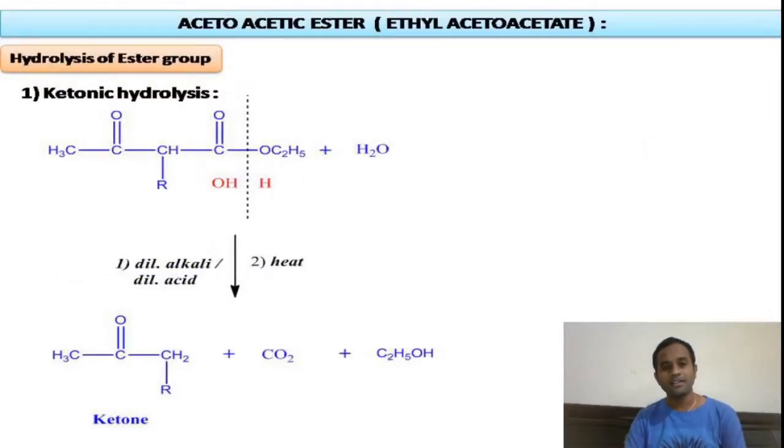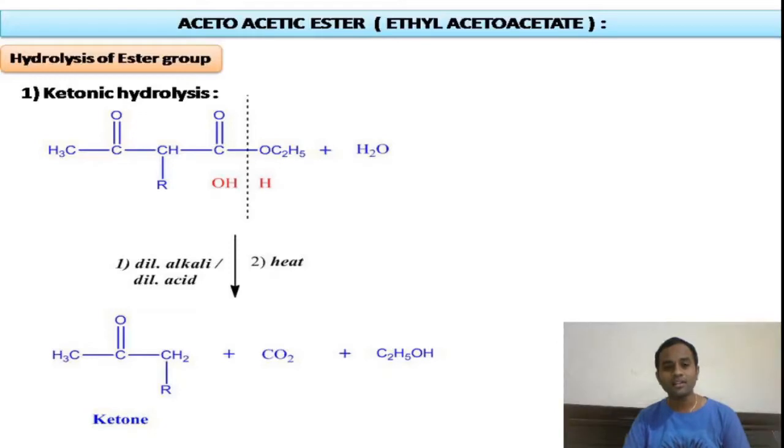And similarly, the monoalkyl acetoacetic ester or dialkyl acetoacetic esters will also undergo ketonic hydrolysis in presence of dilute alkali or dilute acid to give ketone as the main product, right? And in this ketonic hydrolysis, carbon dioxide and ethanol are always the side products. And if you try to write the products in this reaction, it is very simple.